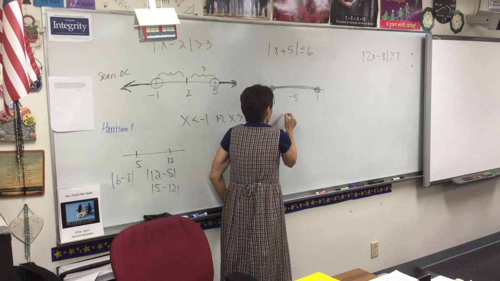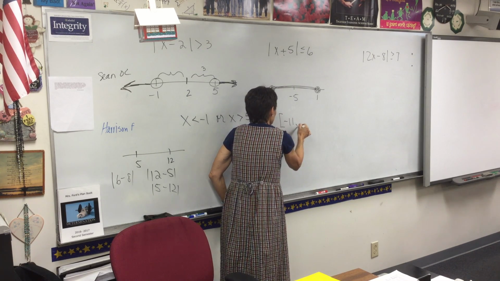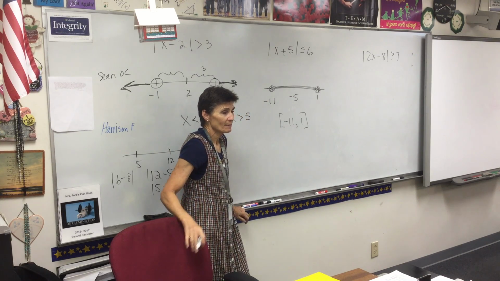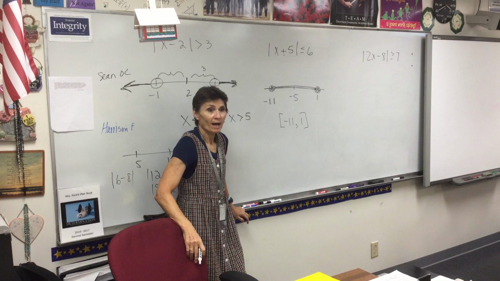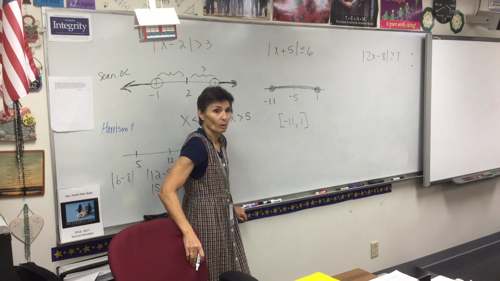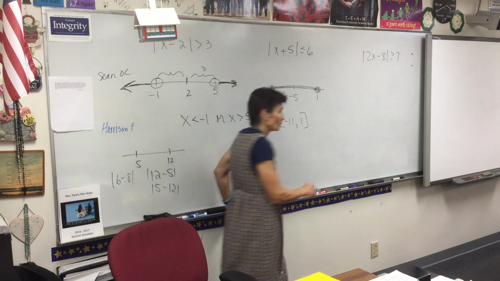And going back to the beginning, can I write my answer like this? What do those brackets mean? Closed dots. Everything between negative 11 and 1. All right, let's come over here.